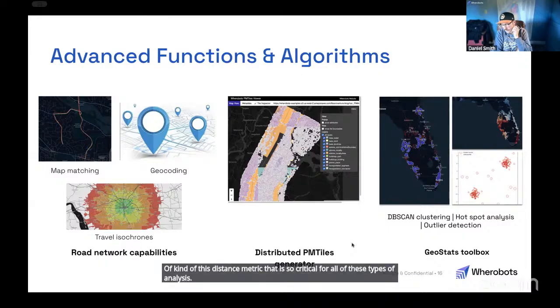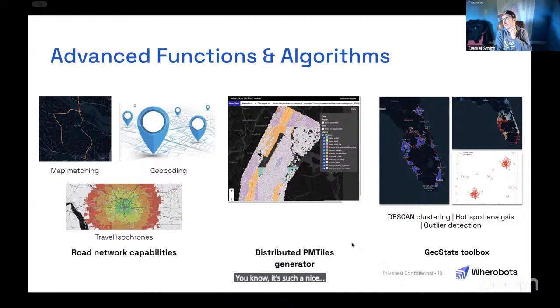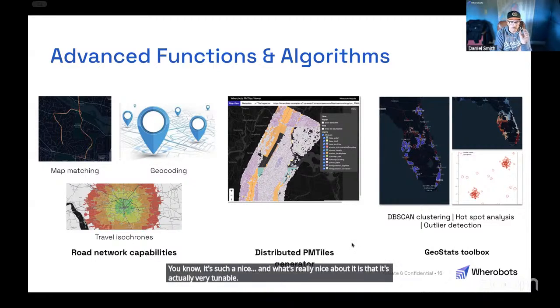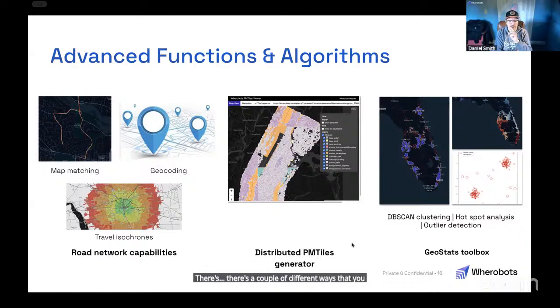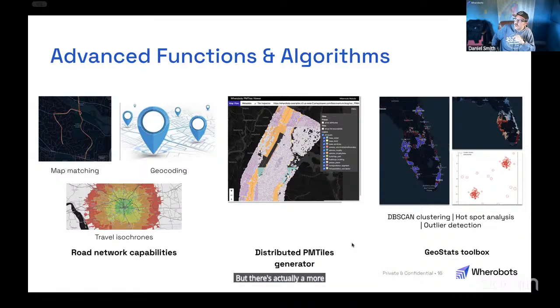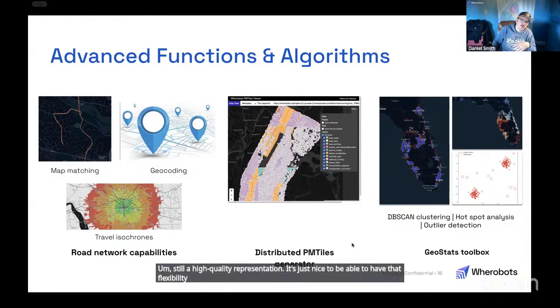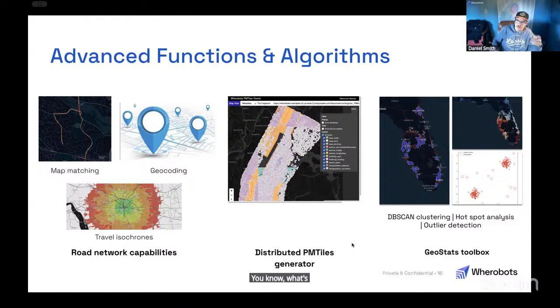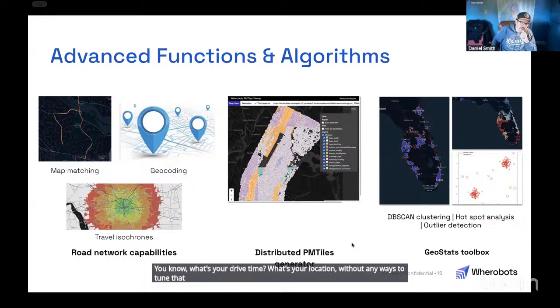We've looked at it with telco use cases for drive time analytics. What's really nice about it is that it's actually very tunable. There's a couple of different ways that you can use it. There's the very classic, like what you see in this image, where it has all of these fingerlings that stick out from all of the various nodes that you can actually reach from your origin point. But there's actually a more simplified version that you can use that runs faster, that is still a high quality representation. It's just nice to have that flexibility, where so many tools are like, what's your drive time, what's your location, without any ways to tune that representation. So I think it's the isochrones for sure.